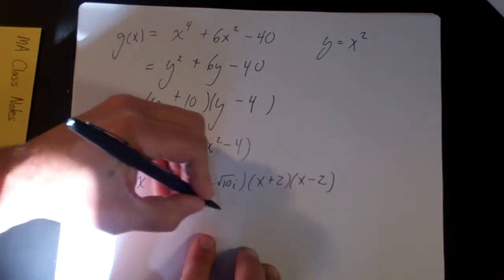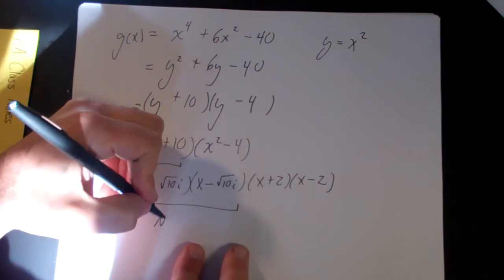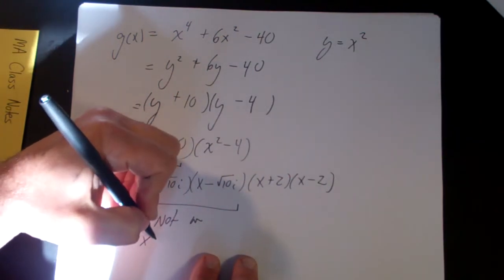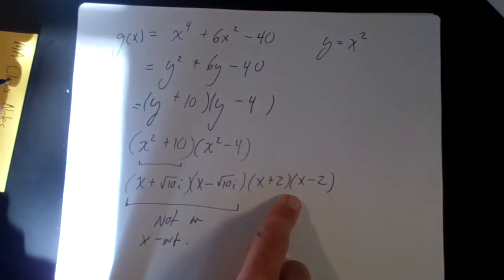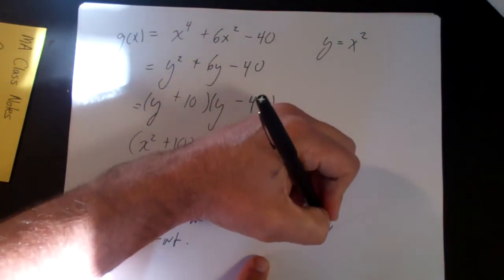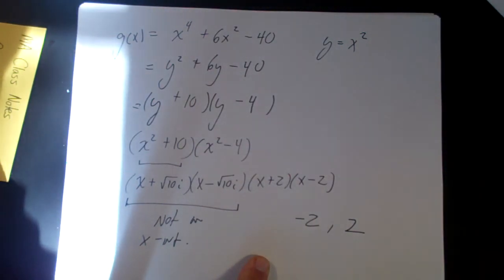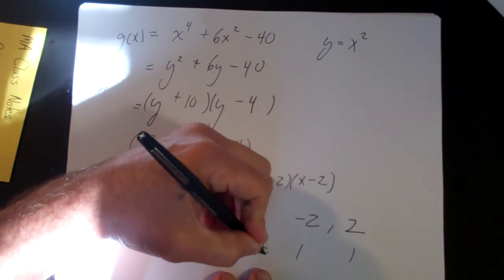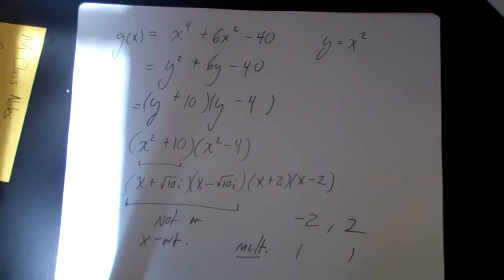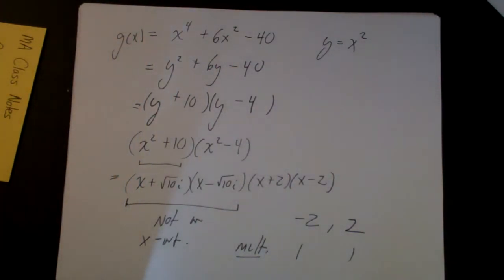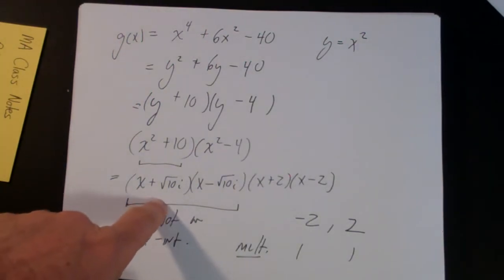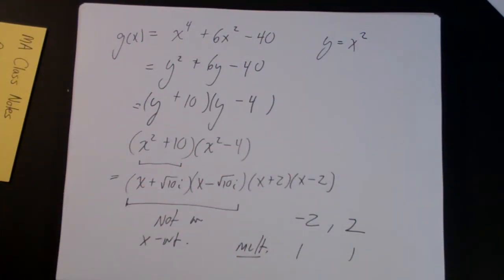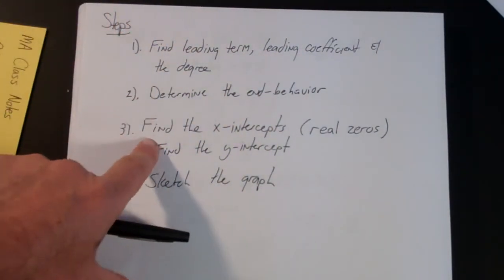Now, an important thing to realize is if it's an imaginary number, it's not an x-intercept. So the only x-intercepts we're going to have are negative 2 and positive 2. And the multiplicity of both is going to be 1 because they show up once each. So the only thing you have to remember about factoring and the quadratic formula is if you're solving for the zeros and you get an imaginary number, then that is not an x-intercept. Anyway, that's step number 3, finding the x-intercepts.